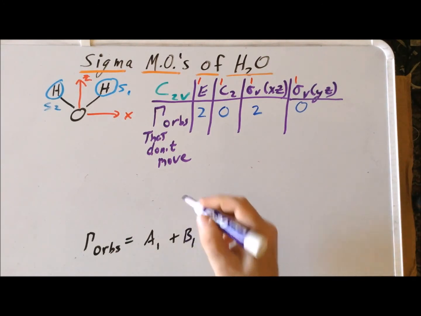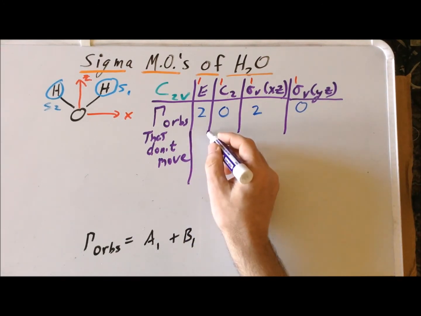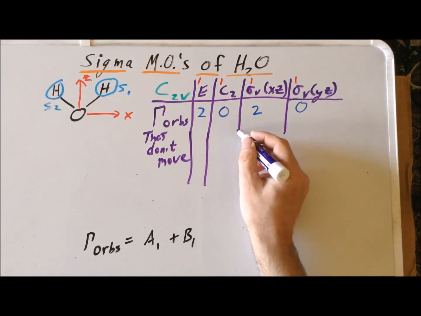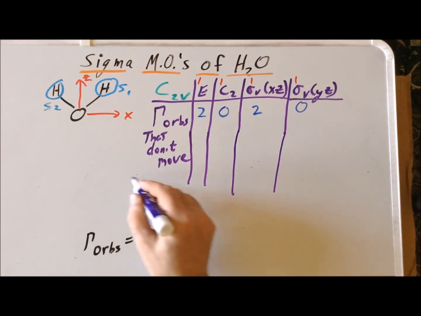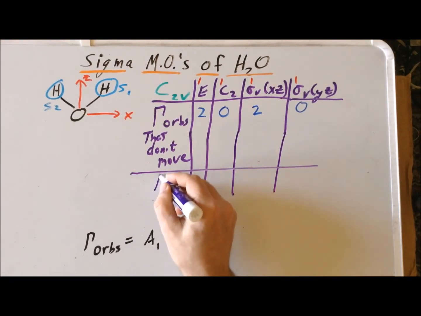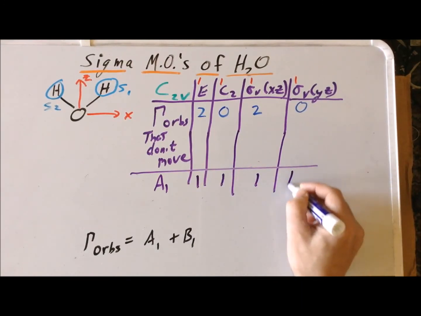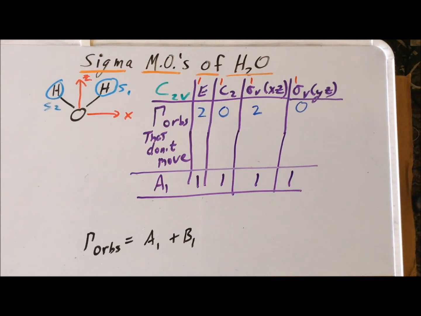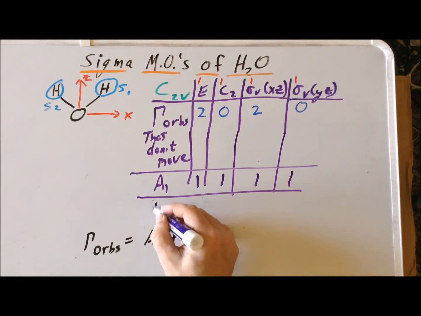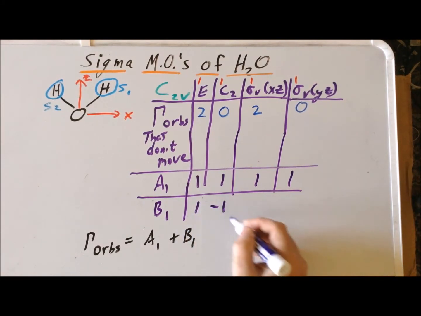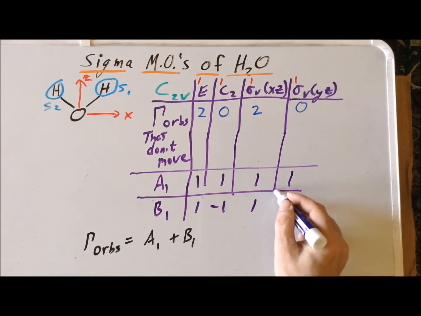In C2V, we actually can see more clearly what it really means when we say that we can reduce this reducible representation into a linear combination of irreducible representations in this particular case. Because if we write down the characters for A1, each of the characters is a +1. If we write down the characters for B1, we notice that the characters are 1, -1, 1, and -1.